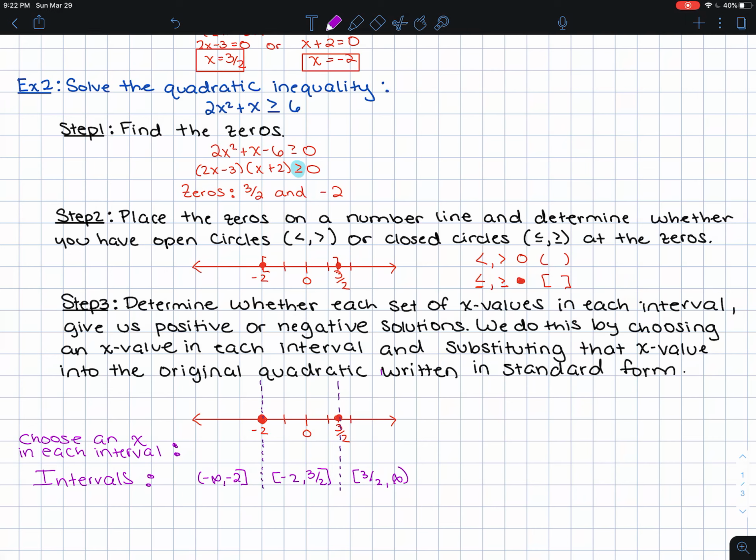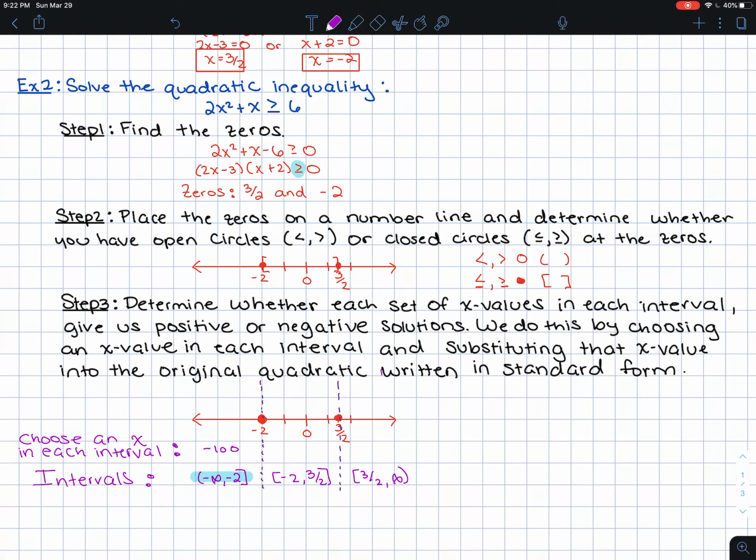Now, what you want to do is choose an x value in each interval to plug into your quadratic. And if you get a positive answer, then all the solutions in that interval will be positive, and the same for a negative answer. What do I mean by that? Well, let's take a look at the first interval, the -∞ to -2. Pick a number in between -∞ and -2, any number. -1,000,000, -100, -4, whatever you want. I'm going to pick -100.